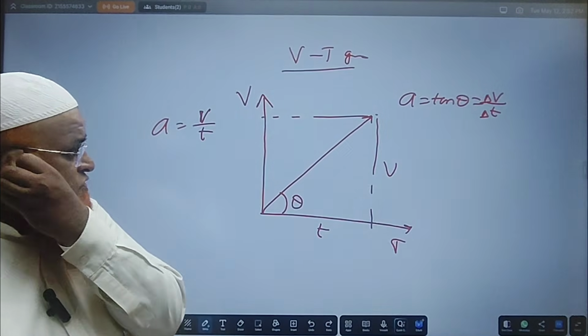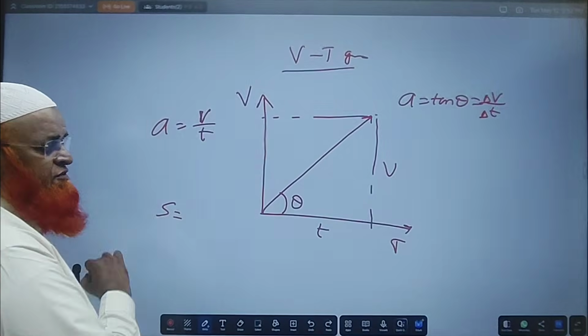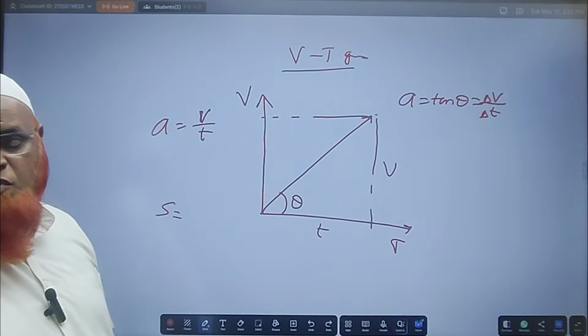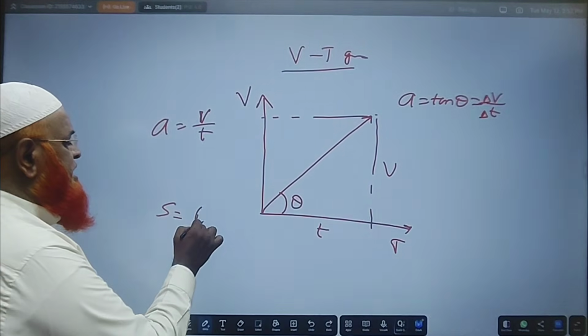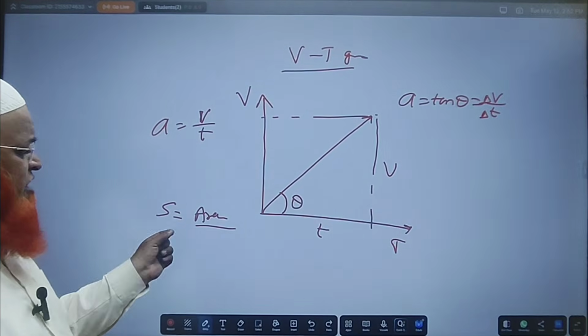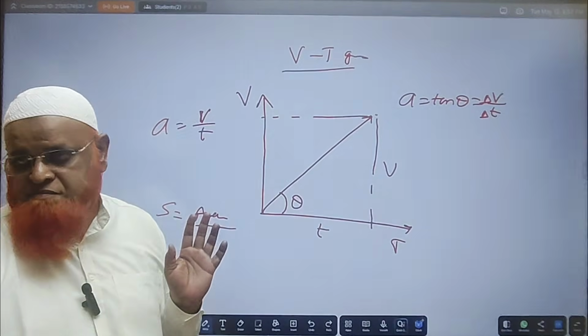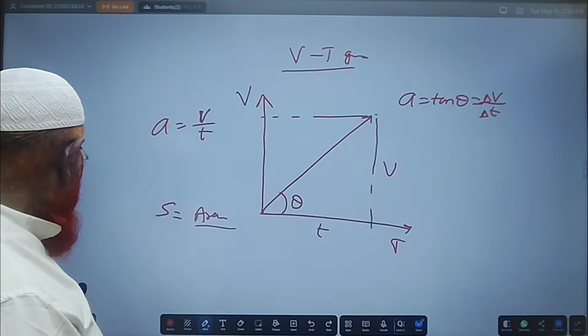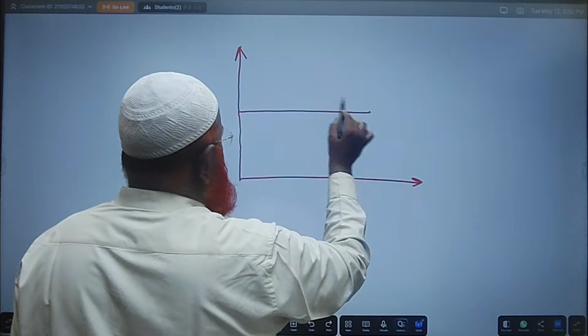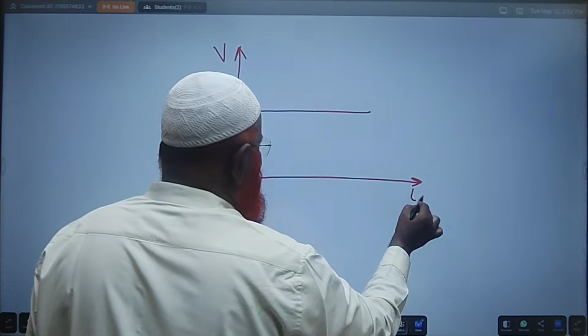So if you want to find the displacement in this graph, what will you do? You have to find the area. The area of the graph gives you displacement and the slope of the graph gives you acceleration. Understood?